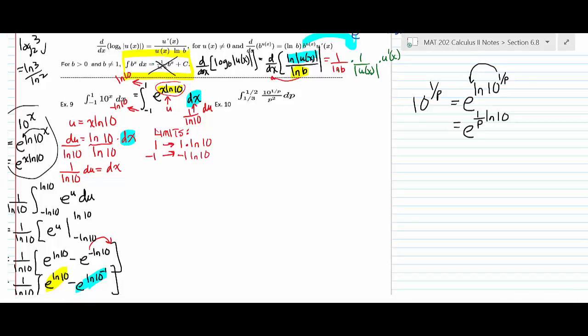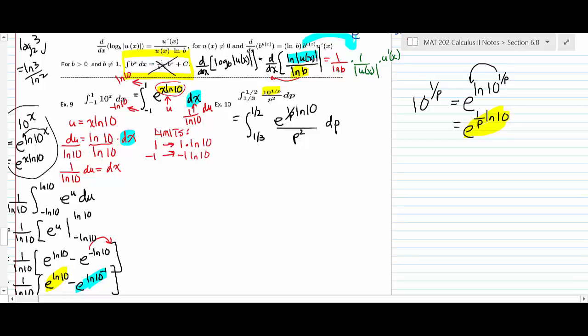Because we're trying to turn this into an e to the u integral. That's our ultimate goal. So when we go back and write this integral, we want to write it as the integral from 1/3 to 1/2, and then you're going to replace this thing with this. That's the point of that. So you're going to have e to the 1 over p ln of 10 all over p squared times dp. So that's the integral that we're ultimately going to do. All right, so what should I set u equal to?